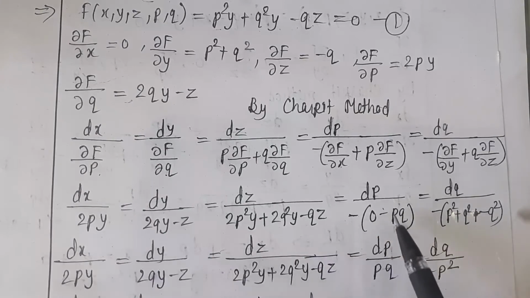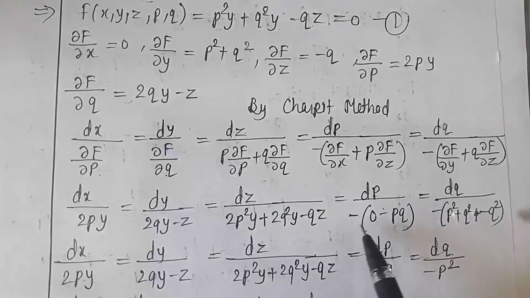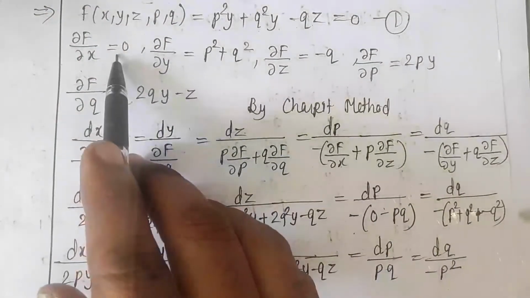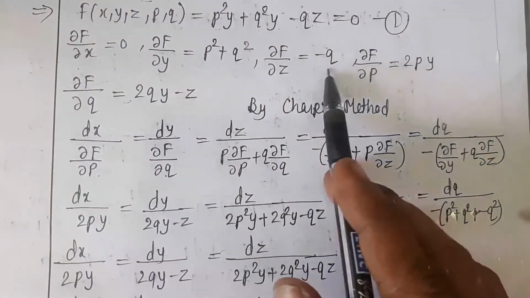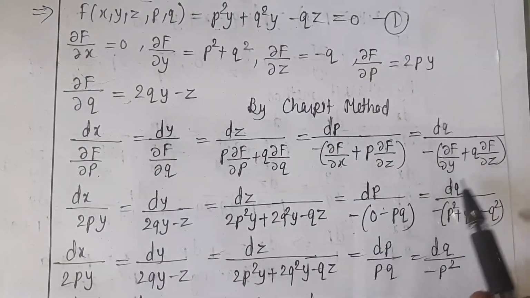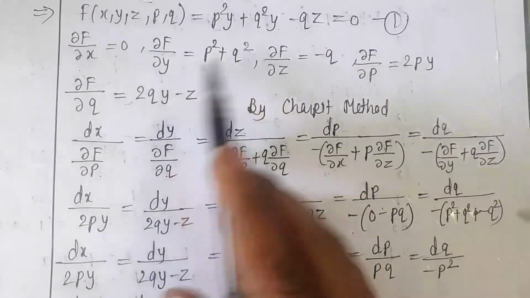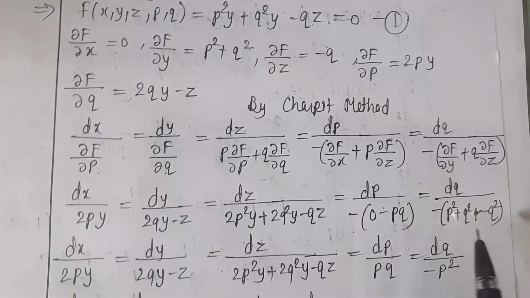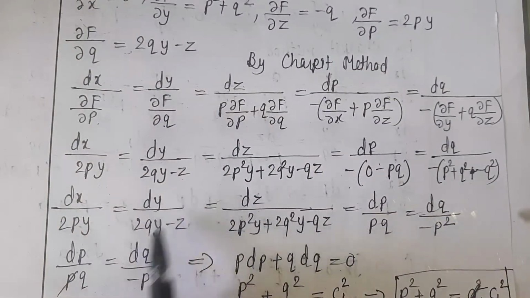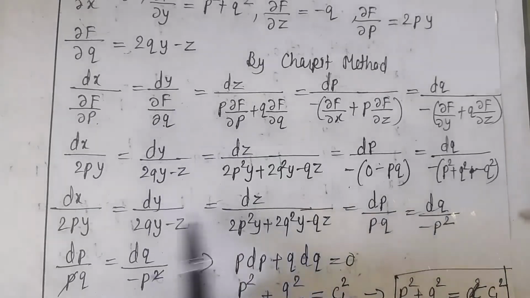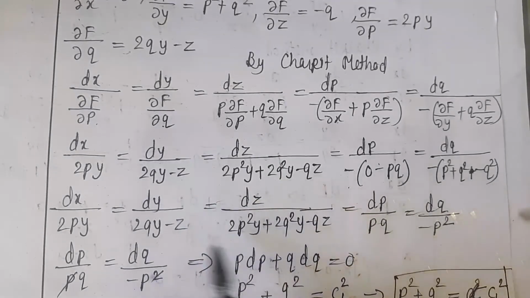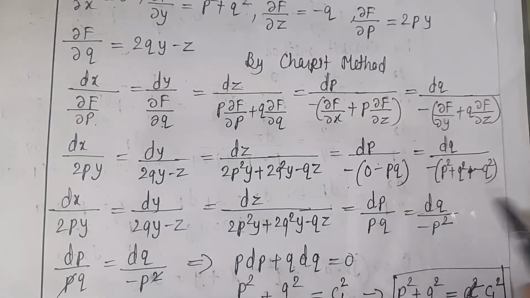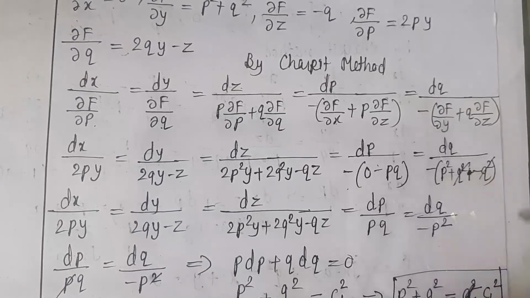Substituting the values simply here: dp over minus of p ∂f/∂x, which is 0, and ∂f/∂z is minus q. So it is minus of p into q. ∂f/∂y is p² + q², into ∂f/∂z which is minus q, so it is minus q². So dx/2py = dy/(2qy − z), and we obtained this as it is. I have written it; simply solve this: minus with minus gives pq, and remaining is q² minus q², which gets cancelled, remaining is minus p².